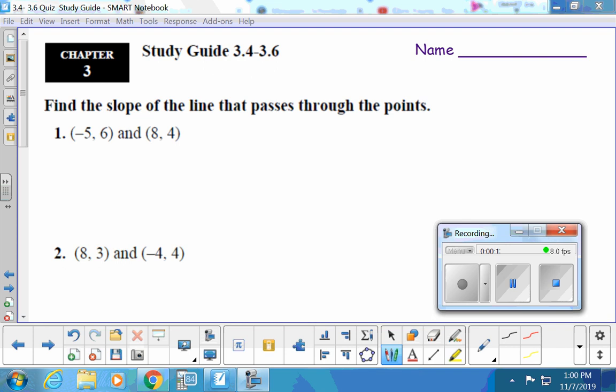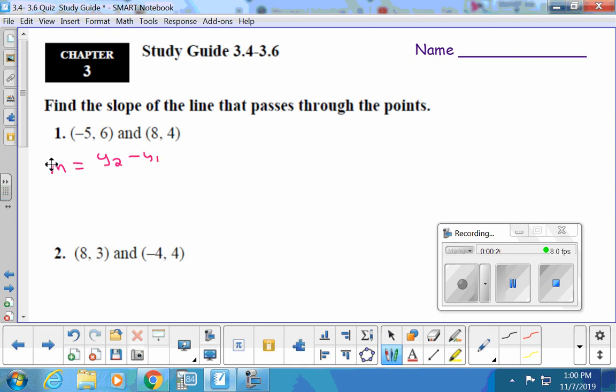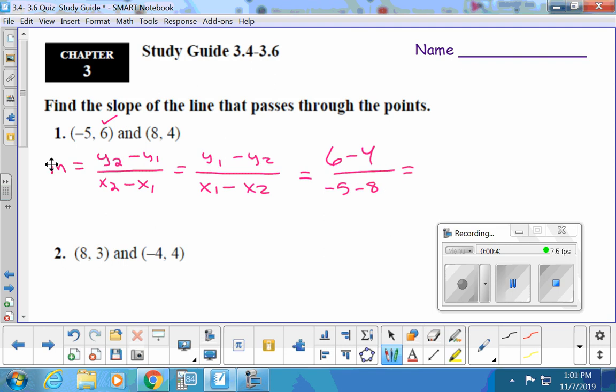All right, number one, we're going to be doing the slope formula. You can either do y2 minus y1 over x2 minus x1, or you can reverse the order, y1 minus y2 over x1 minus x2. Basically, order is not important as long as you do the same order on the top as on the bottom. I tend to start with my biggest y value, so I would start with 6 minus 4. Negative 5 minus 8 is how I would continue. That would give me 2 over negative 13.